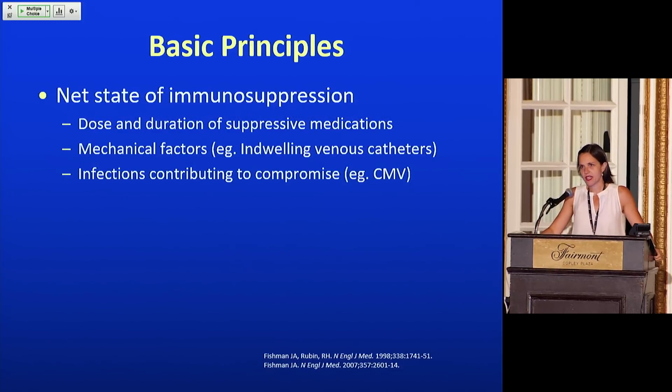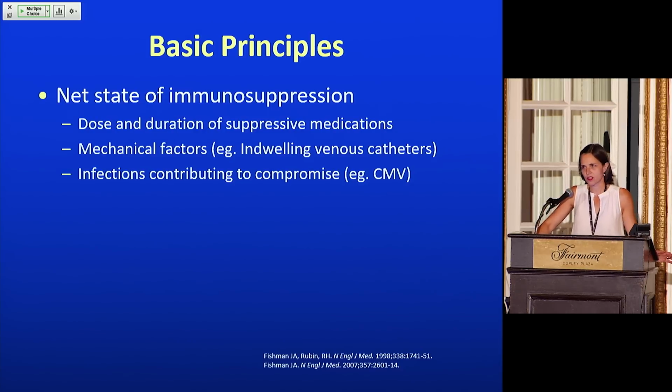So in 1998, Jay Fishman and Bob Rubin described the basic principles of transplant infectious diseases in this nice review article for the New England Journal. They were the transplant ID people at MGH at the time. I think it's worth reviewing their concepts because they're still salient today to the transplant patient.